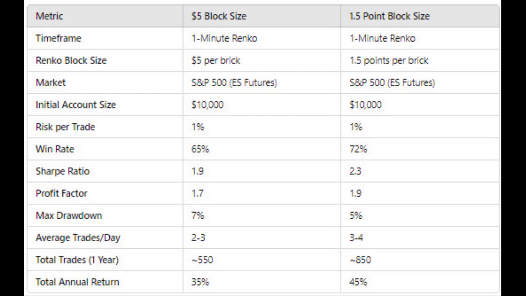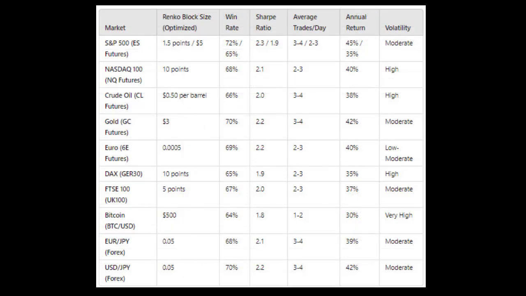What other markets could you consider taking a look at for this one? You can see other markets I briefly looked at. I've also included the block sizes to get you going on those different markets as well. We can see the win rates consistently between the mid 60s to 70 percent, similar sharp ratios again, hovering around 2, and a similar amount of opportunities per day in the strategy. You can see the average annual returns as well, anywhere between 30 and 45%.